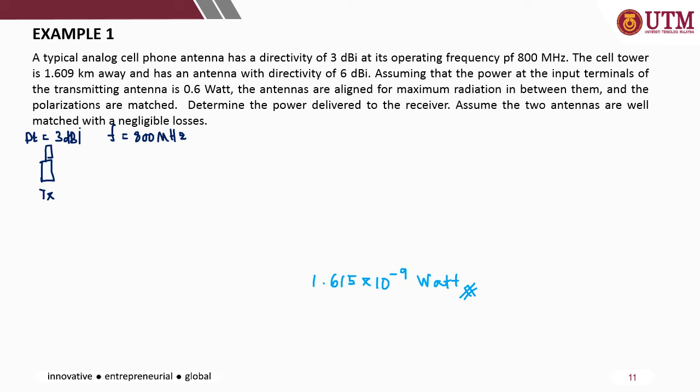Then you have the cell tower, which is the receiver. There's communication between the cell phone and the tower or the base station. The distance R is 1.609 kilometers, and the directivity of the receiver DR is equal to 6 dBi.